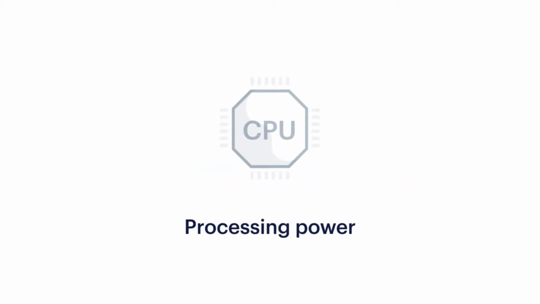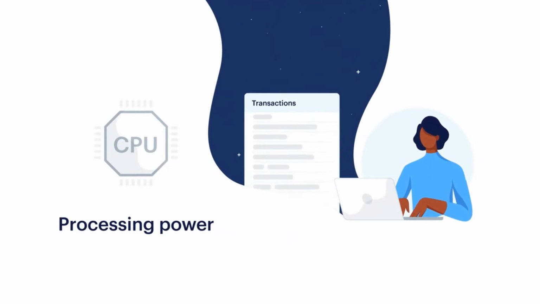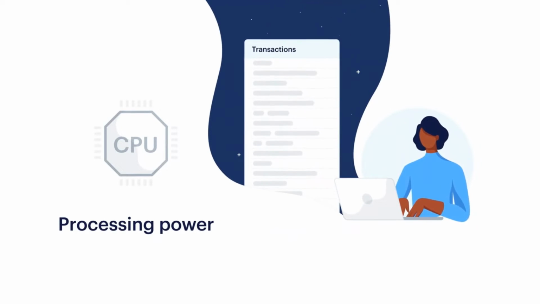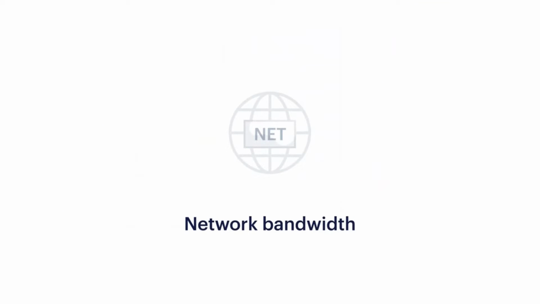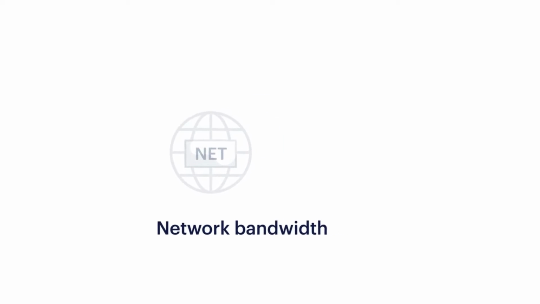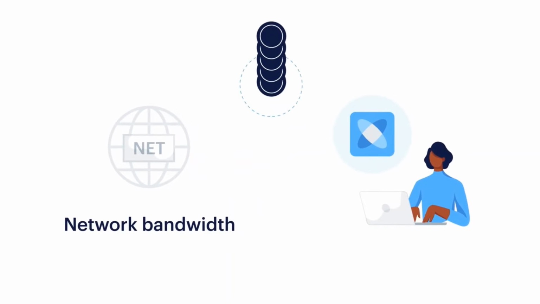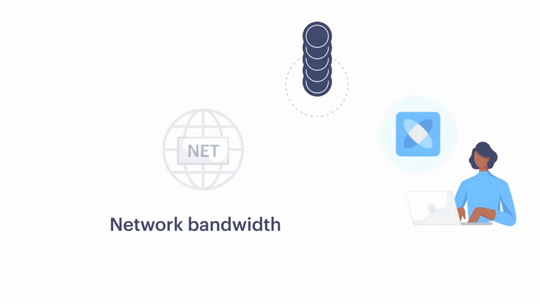CPU is processing power. It's measured in microseconds. If Sally's app has a lot of complex transactions, she'll need more CPU. Net is network bandwidth. It's measured in bytes. If Sally's app handles a large number of transactions, she'll need more net.